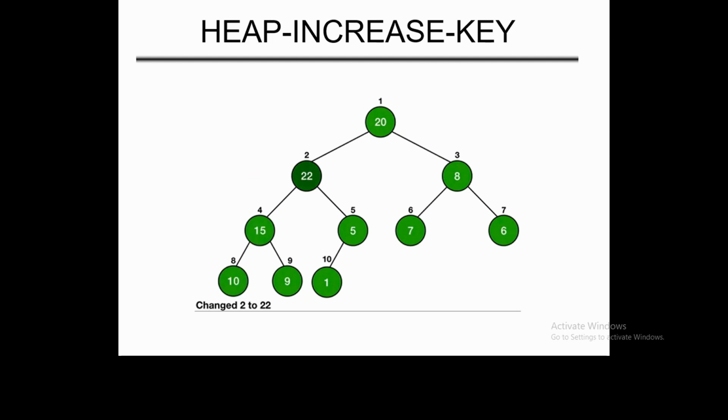So this is one animation type GIF where we have replaced the value. Initially the value was 2 and it was replaced by 22. And this is the whole procedure. 22 replaced 10, then 22 replaced 15, then 22 replaced 20. So in this way, if you want to increase the key value of any node, then we can simply increase that in this way. Okay.